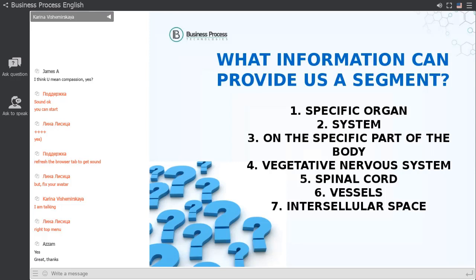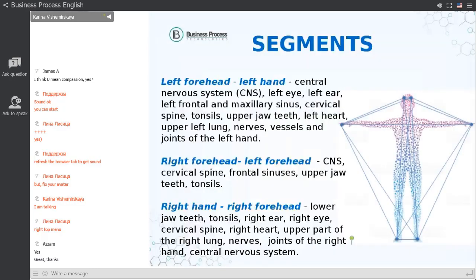Now let's see which information a segment can give us. A segment is a very big plot, so we can get a lot of information out of it, such as information about specific organs, systems, on the specific part of the body, vegetative nervous system, spinal cord, vessels, and intercellular space. This is very wide.